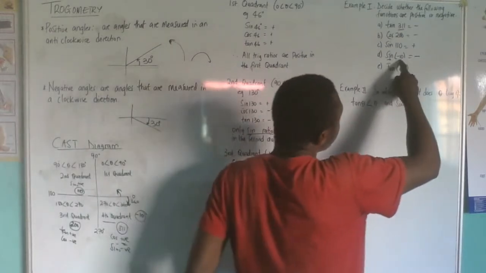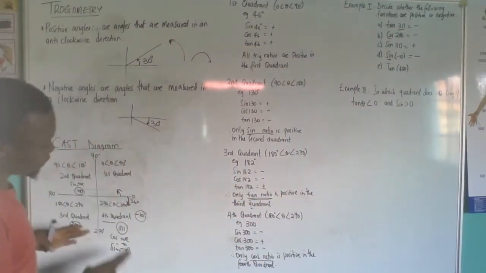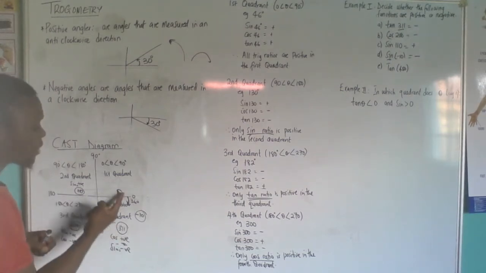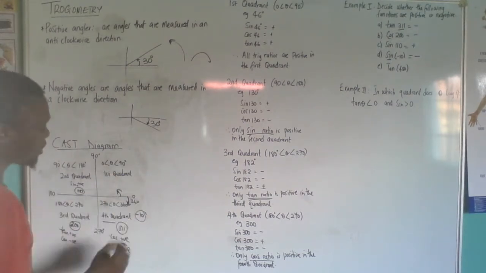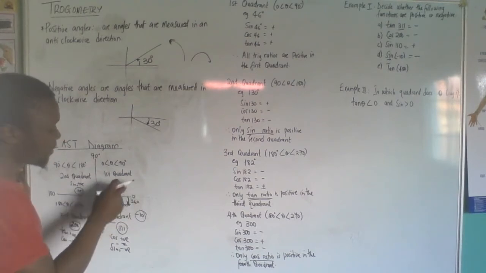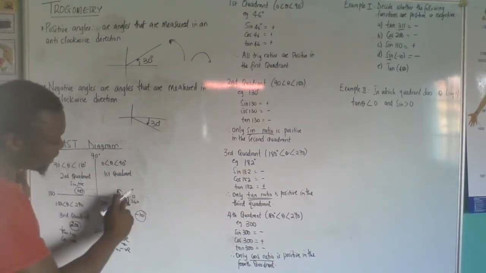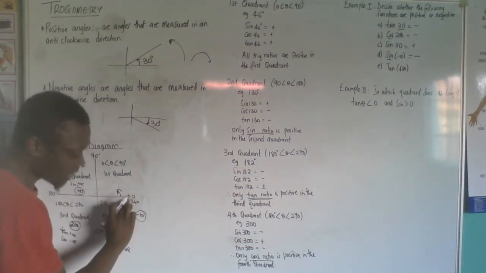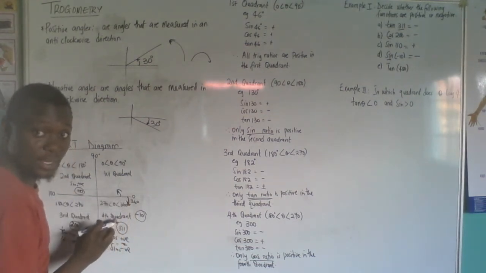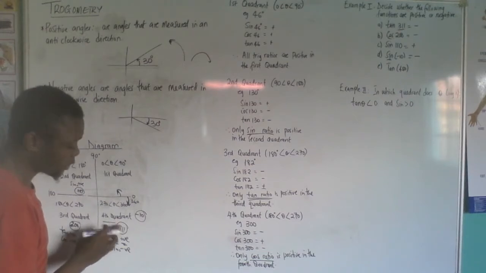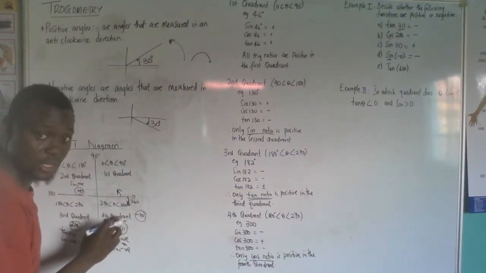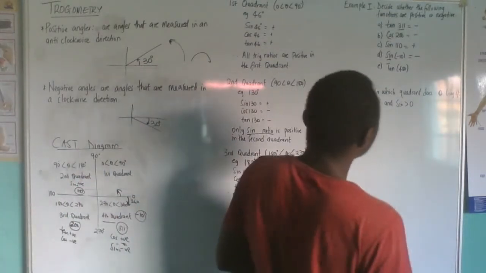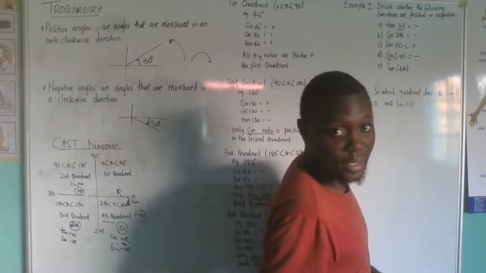So when it comes to a negative angle, the negative angle is measured in a clockwise direction. So instead of going up, if it's a positive, it would have ended up in the first quadrant. But since it's a negative, it will end up in the fourth quadrant. Why? Because it's measured in the clockwise direction. And in the fourth quadrant sine is negative.